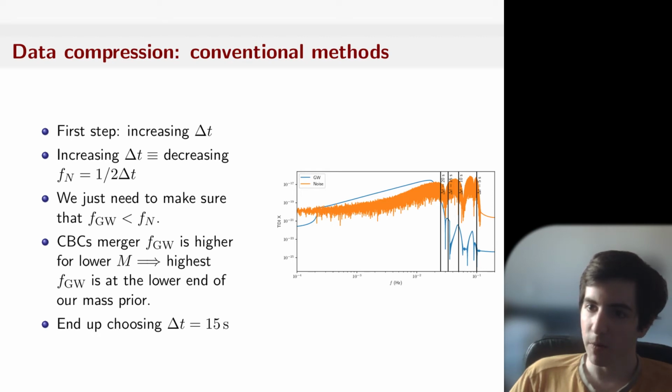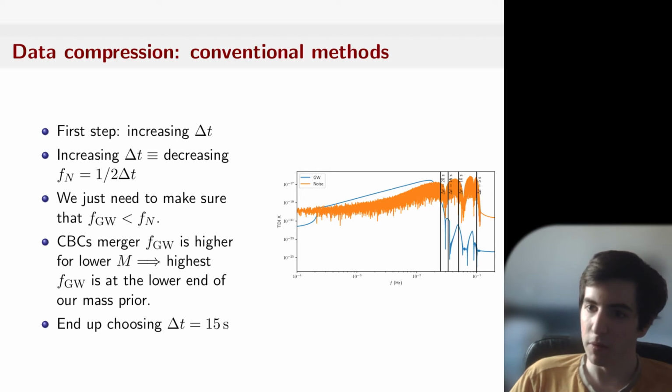For compact binary coalescences, the gravitational wave frequency monotonically increases during the inspiral, up to a maximum during the merger. This merger frequency is actually inversely proportional to the total mass of the system, so the highest frequency we can expect will be with the lowest masses in our prior.